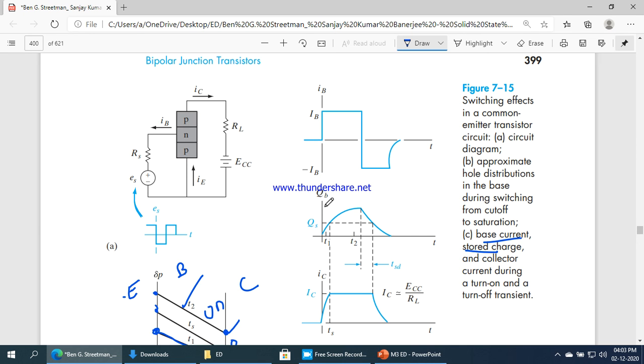The charge which is going to be stored in the base will also increase. As this base current is positive, at the positive peak, the charge which is present in the base starts to increase. When it reaches the value of Qs, that is the charge which is required to make the collector saturate. So when it reaches the value of Qs, what happens? When the base current is applied, the charge storage will increase in the base.